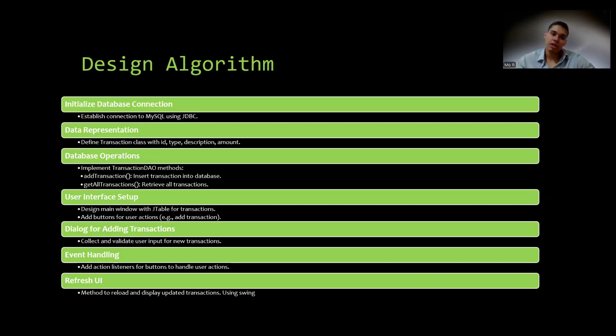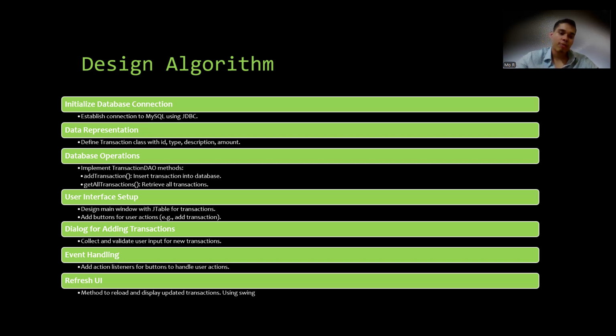and hitting remove transaction. For my design algorithm, first things first, we have to establish the SQL to Java database connector. This can be done under the dependencies within your IntelliJ or wherever you are writing your program. For data representation, we represent our data by a description, and then we put it in a class, either the expense class or the income class.